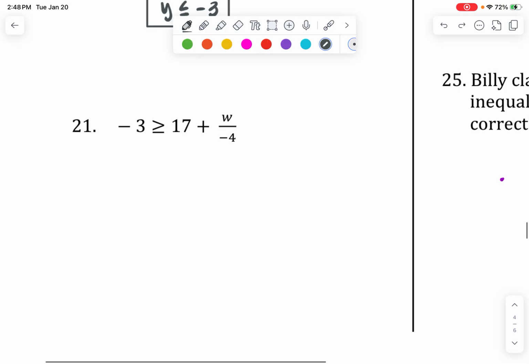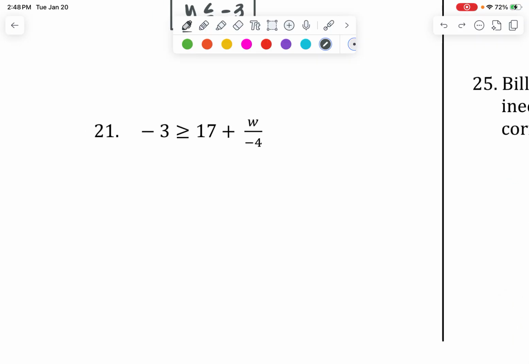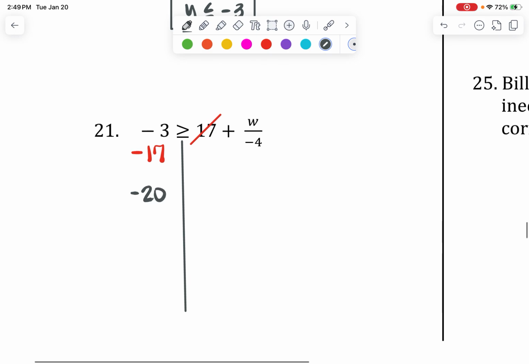All right, number 21. So here's my inequality symbol. All right, we always move the number. I don't have parentheses. I don't have like terms, and all my W's are already on the right. So I'm hopping right to step 4 because this is already a basic 2-step equation. We always move the number that's not attached to the variable first. So we need to get rid of that 17 adder, and he's going to become a subtractor when we move him to the other side. So that is going to give us negative 20 is greater than or equal to W divided by negative 4.